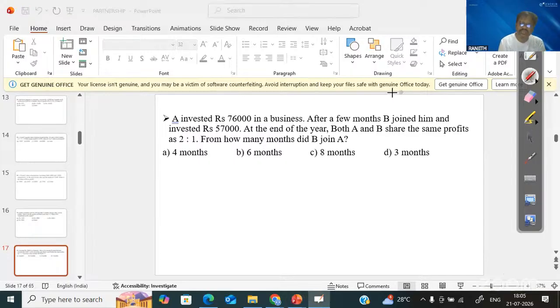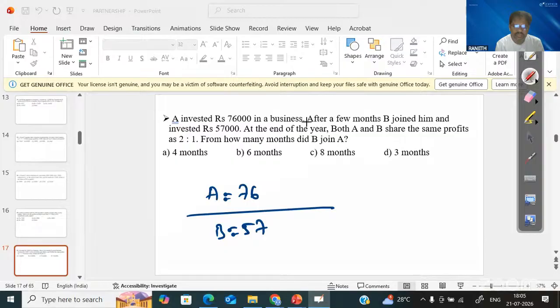A's investment is 76,000 in a business. After a few months, B joined it. A's investment is 76,000 and B's investment is 57,000. After a few months, B joined him with an investment of 57,000. At the end of the year, the shares in the profit are in the ratio 2 is to 1. From how many months did B join A?